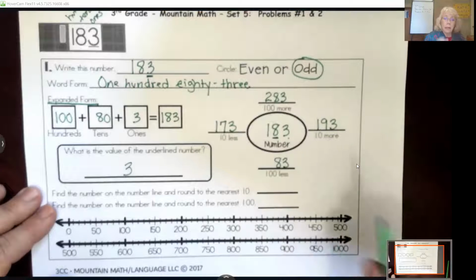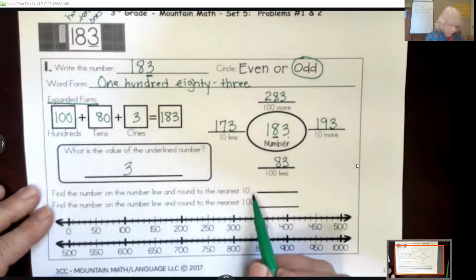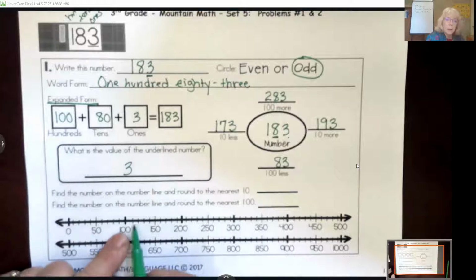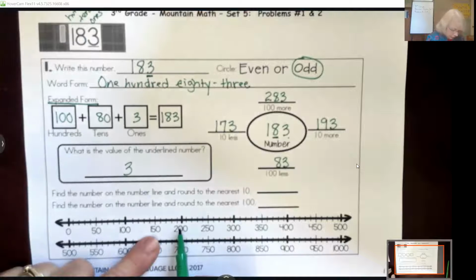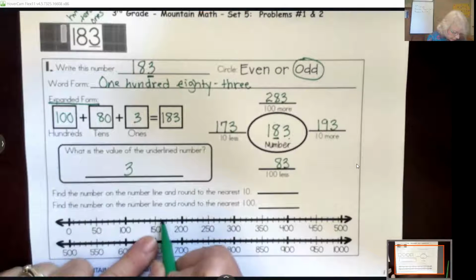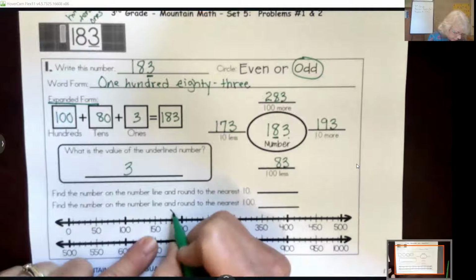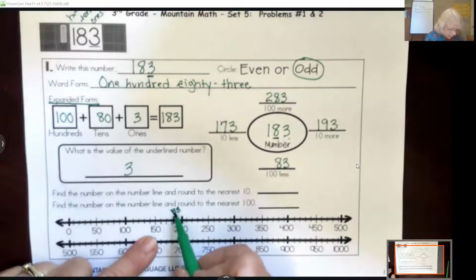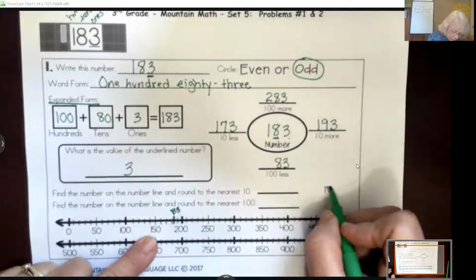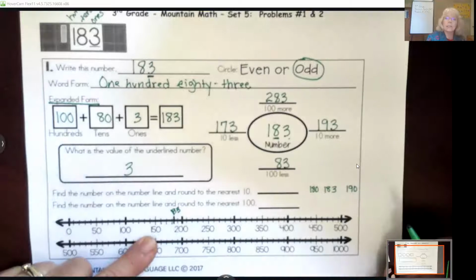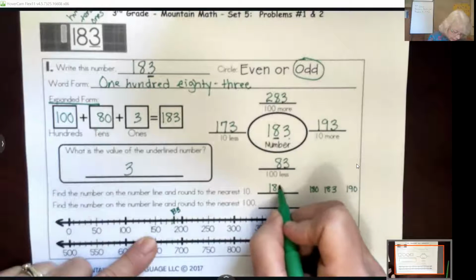Find the number on the number line and round to the nearest 10. Okay, so we're going to go on this number line, and we have to get past 100, past 150, but not to 200. So these hash marks look to be in increments of 10. So I'm going to go 150, 160, 170, 180. About here would be 183. So if it wants me to round to the nearest 10, 183 is going to be closer to 180 than it is to 190. So we're going to say 180.